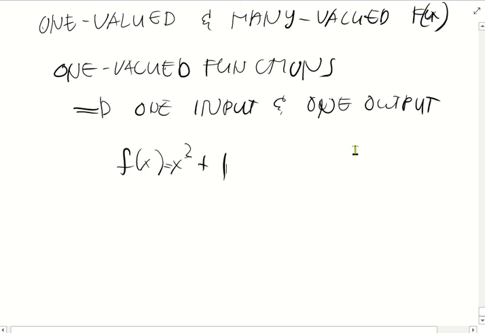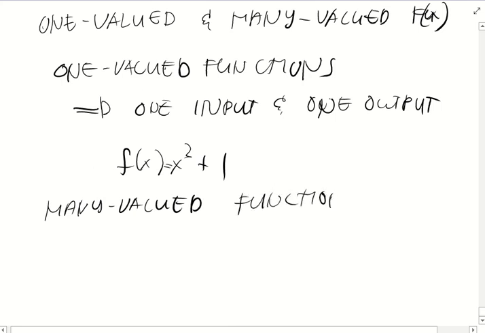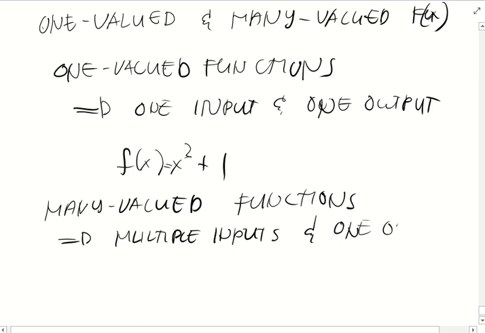How about a many-valued function? A many-valued function is a function that has multiple inputs but still with one output. Is it possible to have multiple inputs with just one result? So multiple inputs, 2 or more inputs, and one output.